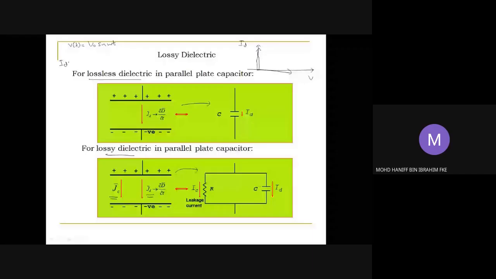But when we have a lossy dielectric, if we consider the equations of that set, the displacement current, which is equal to C dV over dt, so we're going to have this as equal to C omega V naught.